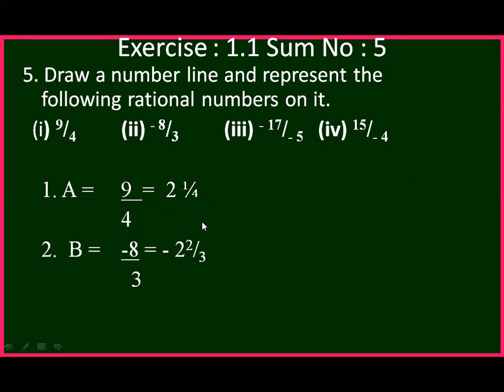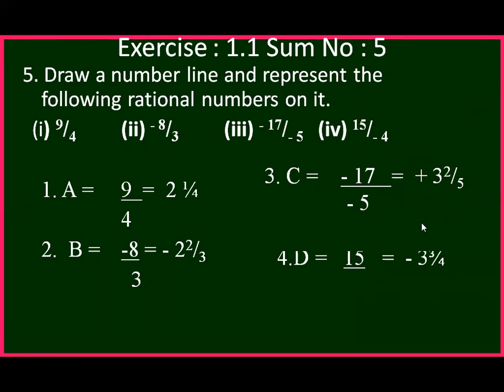B, minus 8 by 3. 3 will go into 8 2 times, remainder 2, so minus 2, 2 by 3. Third one, minus 17 by minus 5. Minus and minus becomes plus, so you get 3, 2 by 5. And D, 15 by minus 4 is minus 3, 3 by 4.